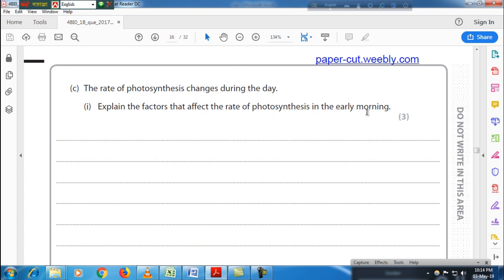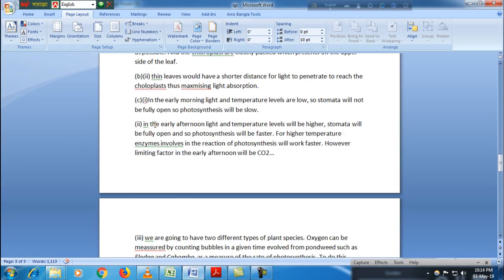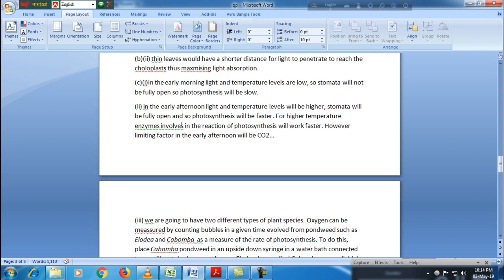Now number C, the rate of photosynthesis changes during the day. Explain the factors that affect the rate of photosynthesis in the early morning. So we know that in the early morning, first we have to find out which is the limiting factor. In the early morning, light and temperature are the limiting factors. As it is morning, temperature will be low, and the sunlight will not be full sunlight. Full sunlight will be in the afternoon.